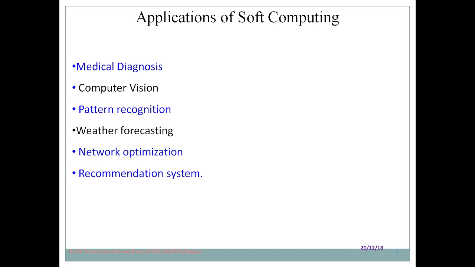In machine learning, we know there are three main types: supervised learning, unsupervised learning and reinforcement learning. In supervised learning, one category is regression and another category is classification. So in weather forecasting, you may use regression, which tries to predict what the weather will be today or tomorrow based on the previous data. Weather forecasting is another application of soft computing. Then it can also be used for network optimization, and finally it is used for recommendation systems.